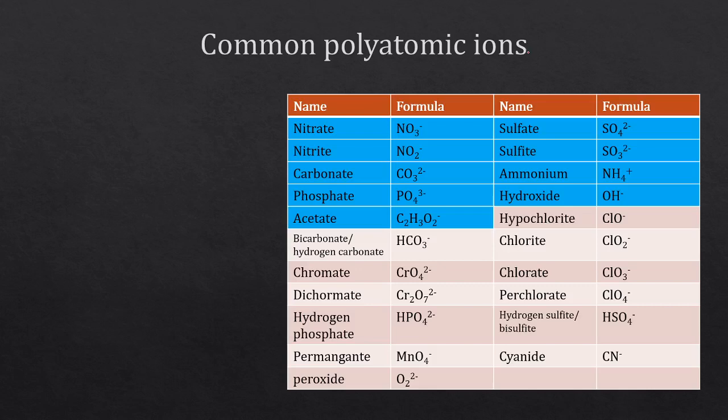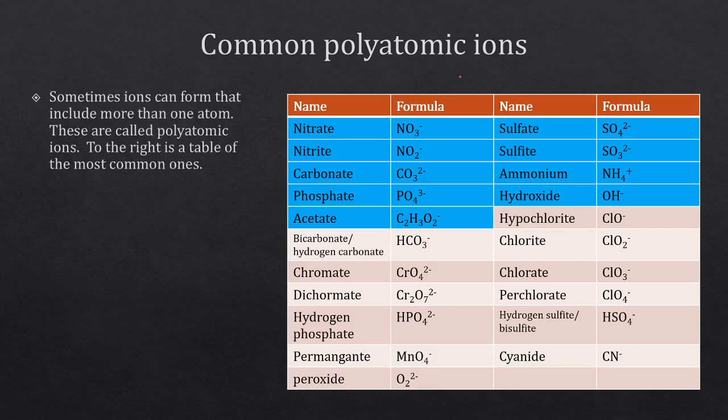So now we're going to look at some additional rules for naming ionic compounds when we change them up a little bit. So let's talk about what we call polyatomic ions. Polyatomic ions are ones that form from more than one atom. We call them polyatomic because we've got a bunch of atoms combined together. And the most common ones we're going to use in this class are on the table on the right.